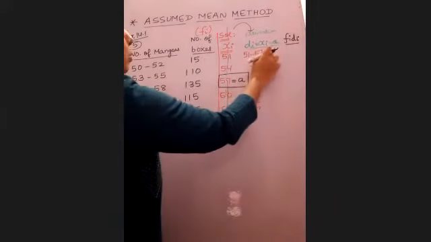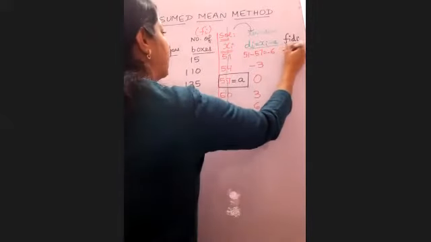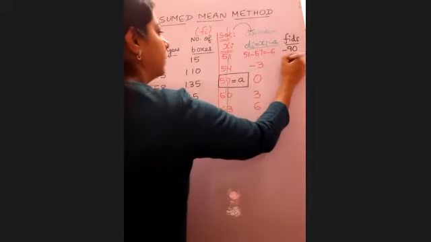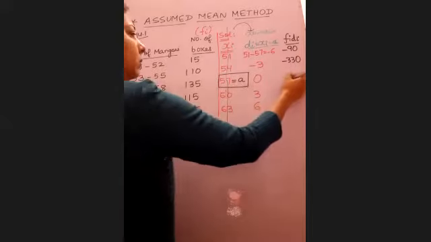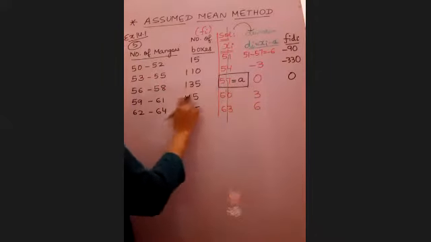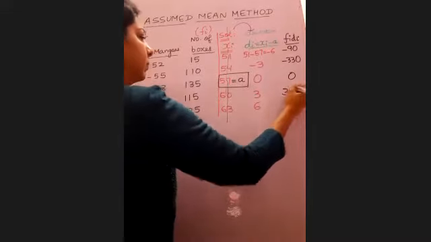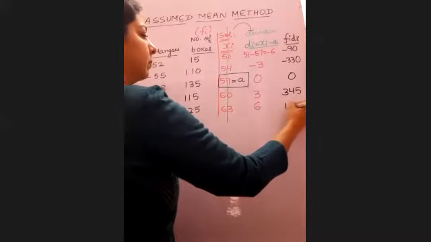What is 15 into minus 6? Minus 90. 110 into minus 3. Minus 330. 135 into 0. 0. 115 into 3. 345. 25 into 6. 150.